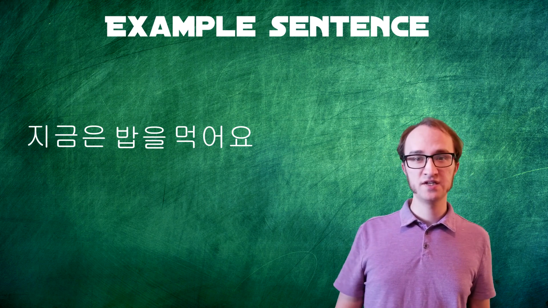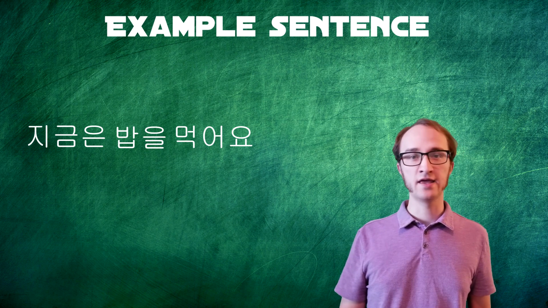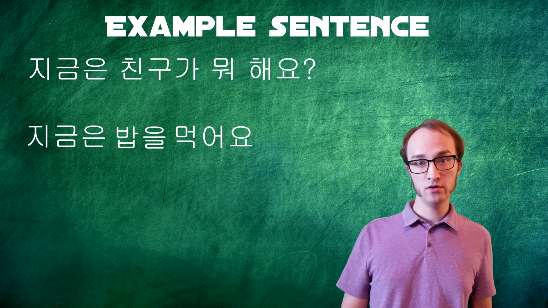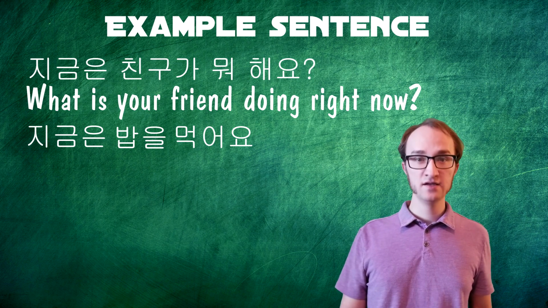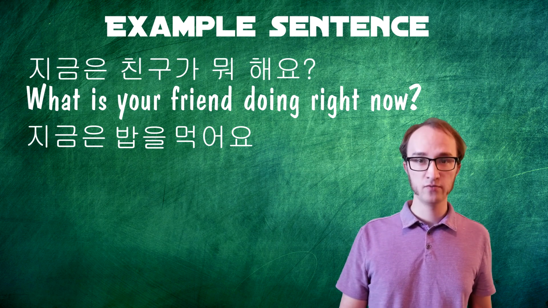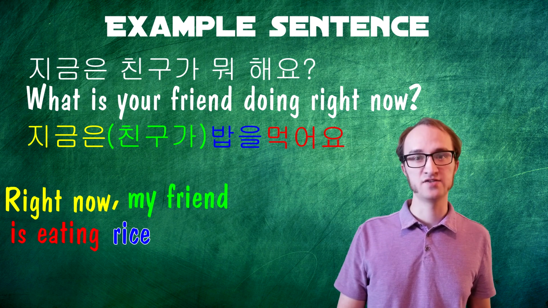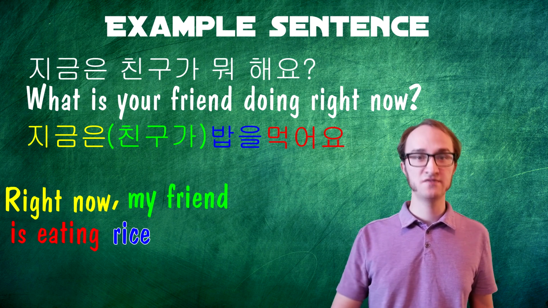However, if this sentence was a response to a question, like 지금은 친구가 뭐 해요? Which means, what is your friend doing right now? Then 지금은 밥을 먹어요 would mean that my friend is eating rice right now. So context is very important for understanding Korean sentences.